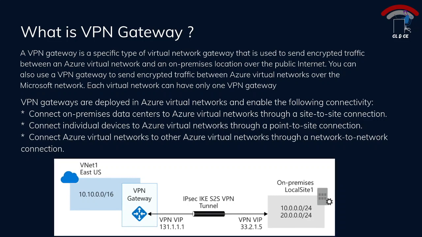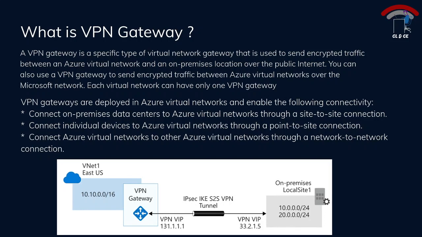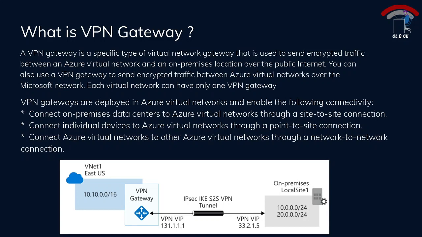Each virtual network can have only one VPN gateway. This is an important point which you have to remember. What it is, each virtual network can have only one VPN gateway, guys. And this gateway can be deployed in several ways, for example, site-to-site connection, point-to-site connection, and network-to-network connection. In our demo, we'll be using a site-to-site connection.